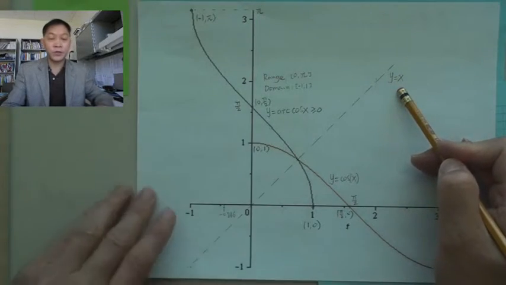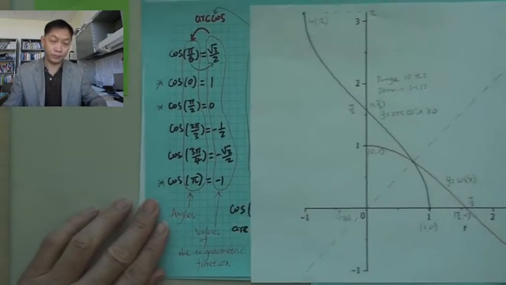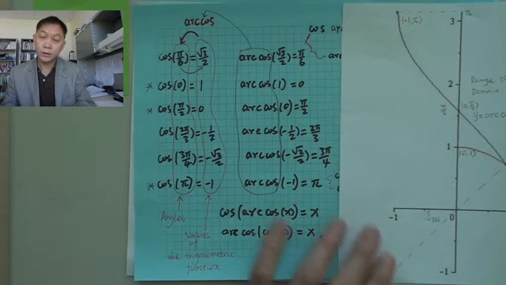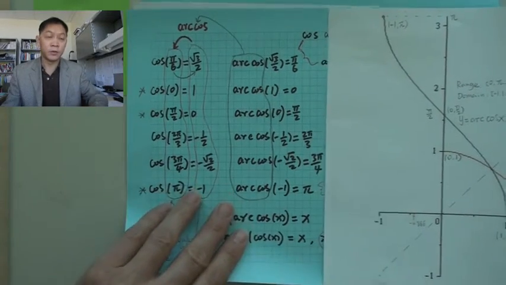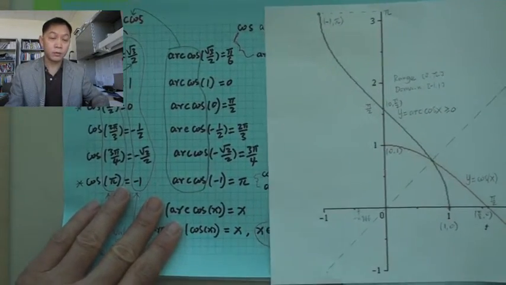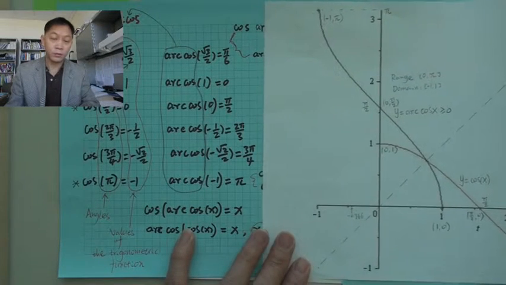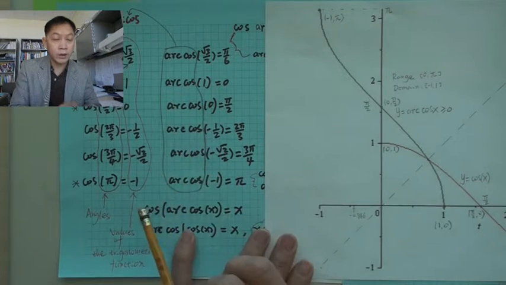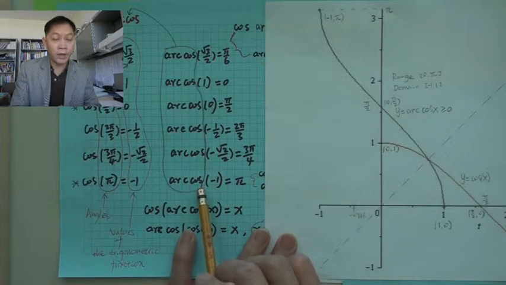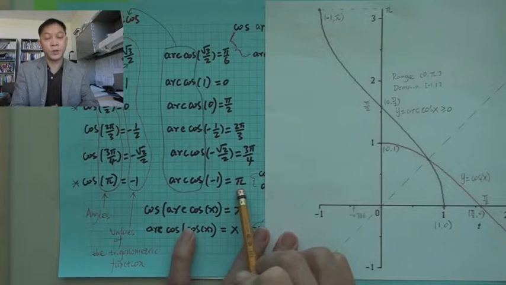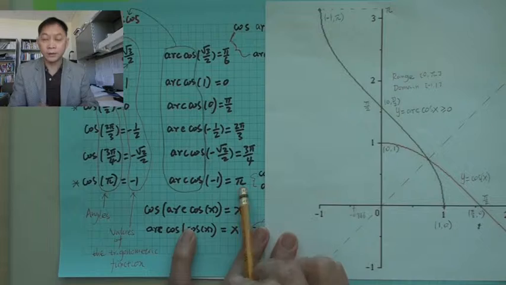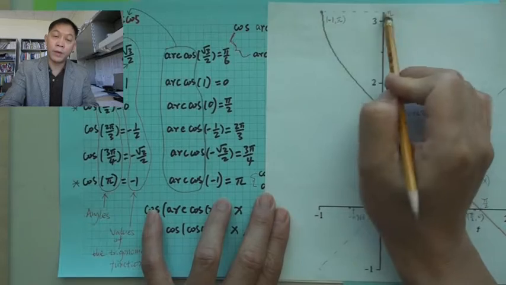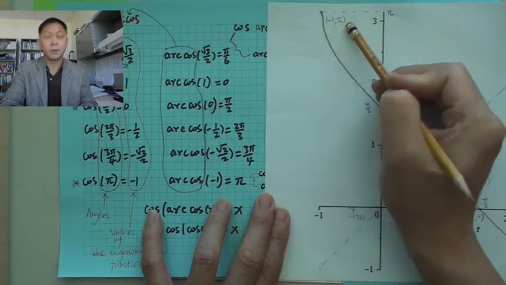If you check actual values, that's the same thing. You see down here, what do we get for arc cosine -1? It is pi. So x is -1, y is pi. So -1, pi, that's y. So (-1, pi).